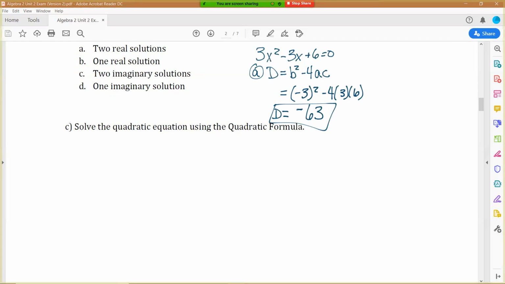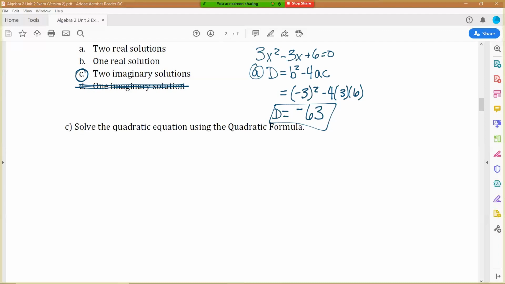Since that number is negative, it's two imaginary solutions. So remember, negative numbers give you imaginary solutions, positive numbers give you real solutions, and then 0 gives you one real solution. This answer down here is impossible. You can never have one imaginary number. They always come in pairs. So you'll always have an even number of imaginaries. The letter D is just on there to trick you. Don't let it trick you.